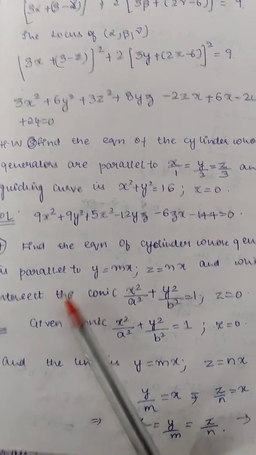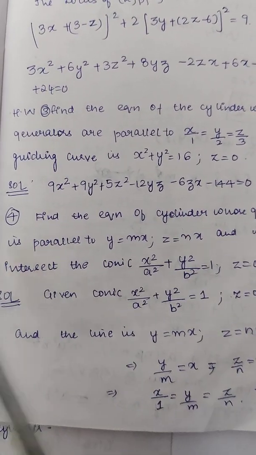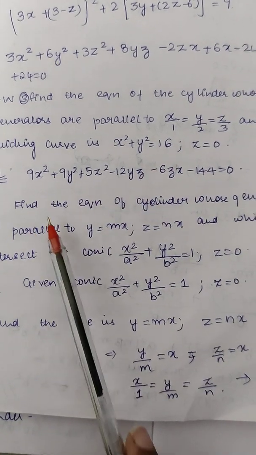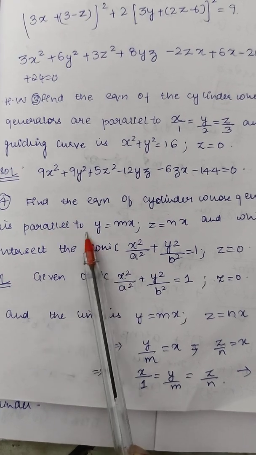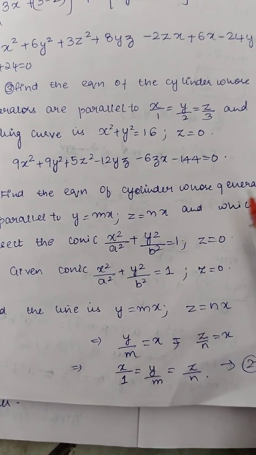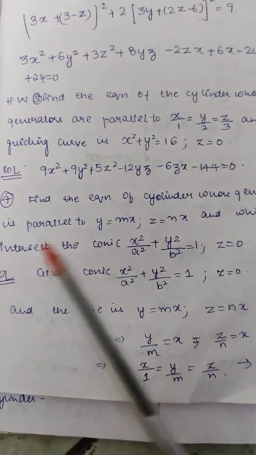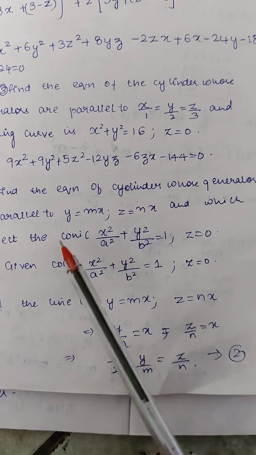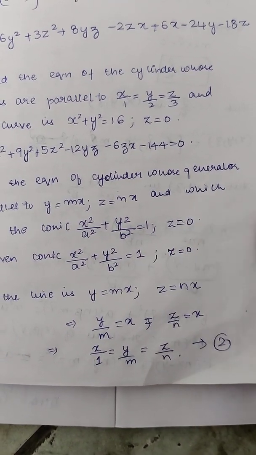Let us move on to question number 4, which is again the same kind of pattern problem as how we solved question number 2. It states: find the equation of the cylinder whose generator is parallel to this line. Instead of the standard form of the line, it is given in the form y equals mx, z equals nx, and which intersects the conic x square by a square plus y square by b square equals 1 and z equals 0.